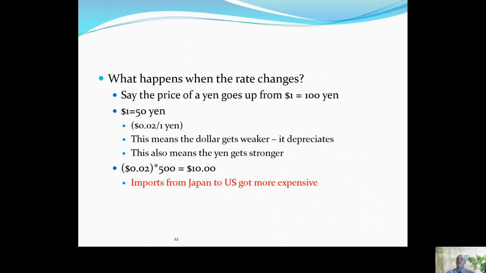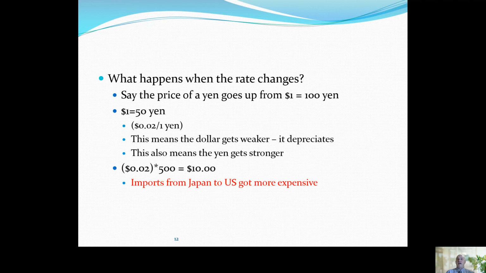So what do we do when the exchange rate fluctuates? Exchange rates, in many countries, will fluctuate. And we'll talk about why in just a moment. But let's say the price of a yen goes up, from $1 equals 100 yen to $1 only gets you 50 yen. So what that means is the dollar got weaker. We were not able to purchase as many yen as we once were able to with our dollar. What that means is the yen got a lot stronger.